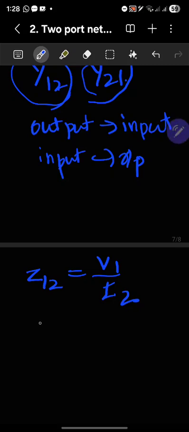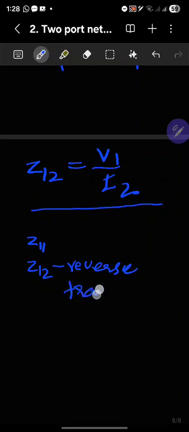So the names of these terms we have to understand. For some exams this also may come as questions, especially for diploma level exams. So what we discussed is Z11, already discussed. Similarly, Z11 is called input impedance, Z12 is called reverse transfer impedance.